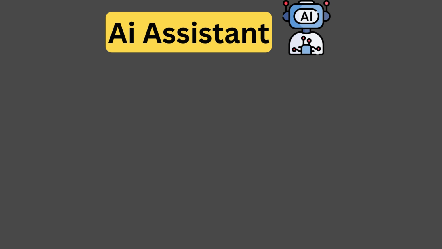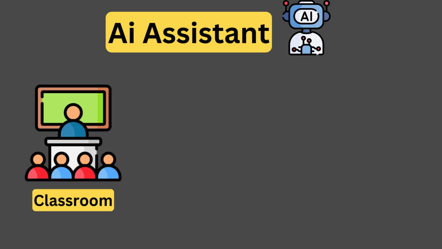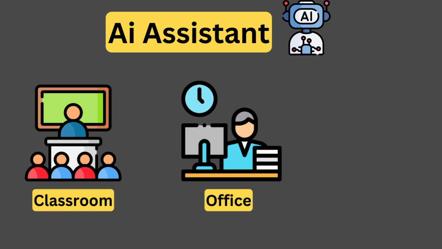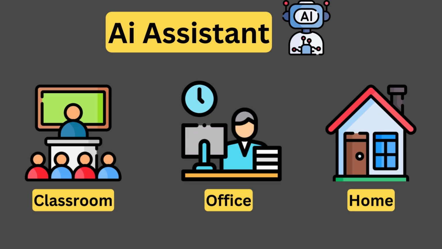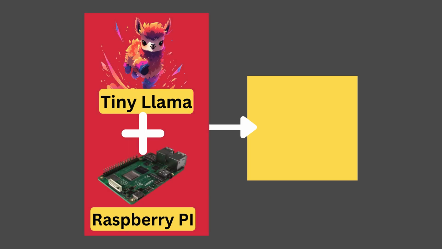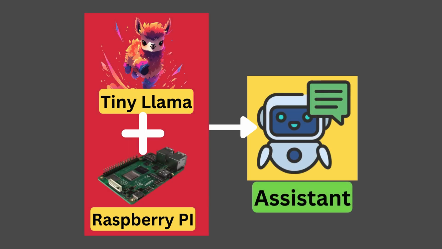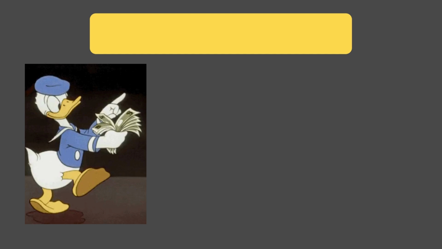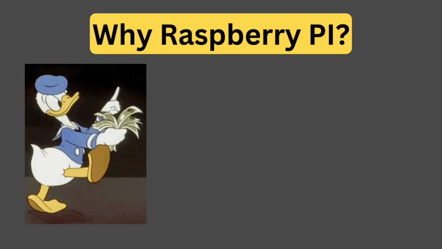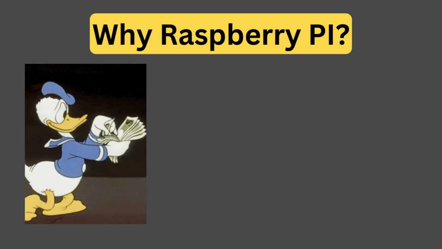Imagine having your own AI assistant right in your classroom, office, or home, capable of performing tasks immediately and privately. That's the power of combining TinyLlama with Raspberry Pi through edge computing. But why Raspberry Pi for AI? For starters, it's cost effective.